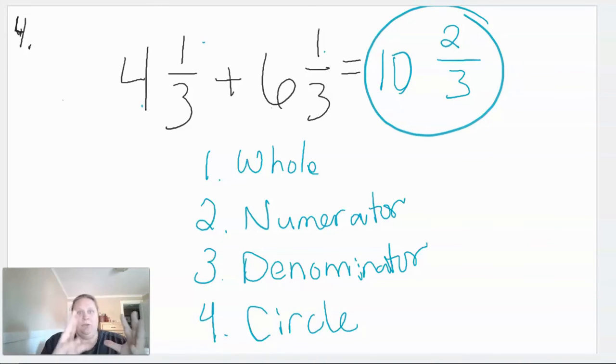All right, so we have the whole number, the numerator, the denominator, circle. Ready? The whole number, the numerator, the denominator, circle. One last time. The whole number, the numerator, denominator, circle.